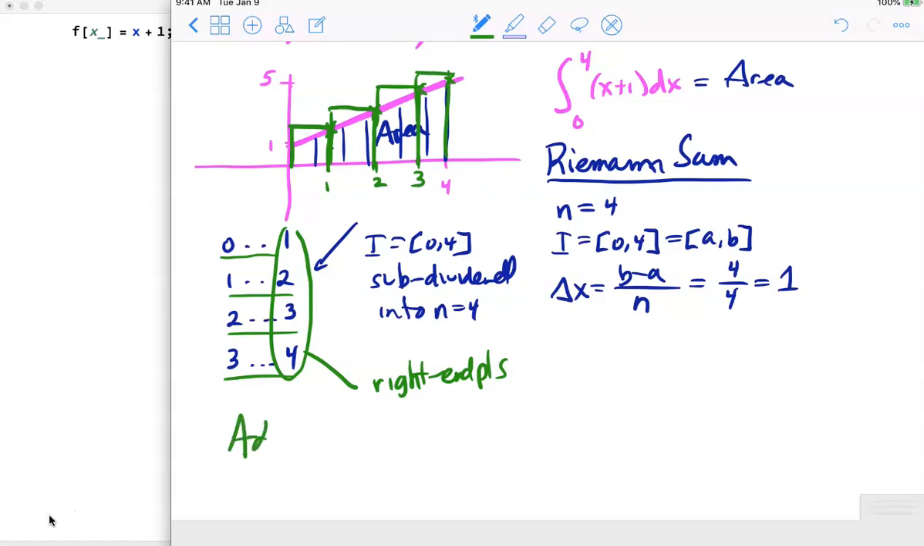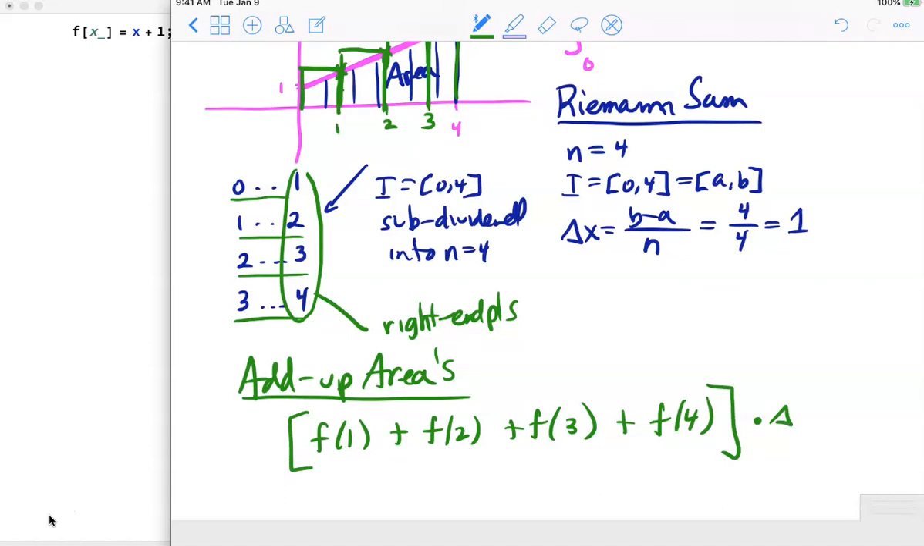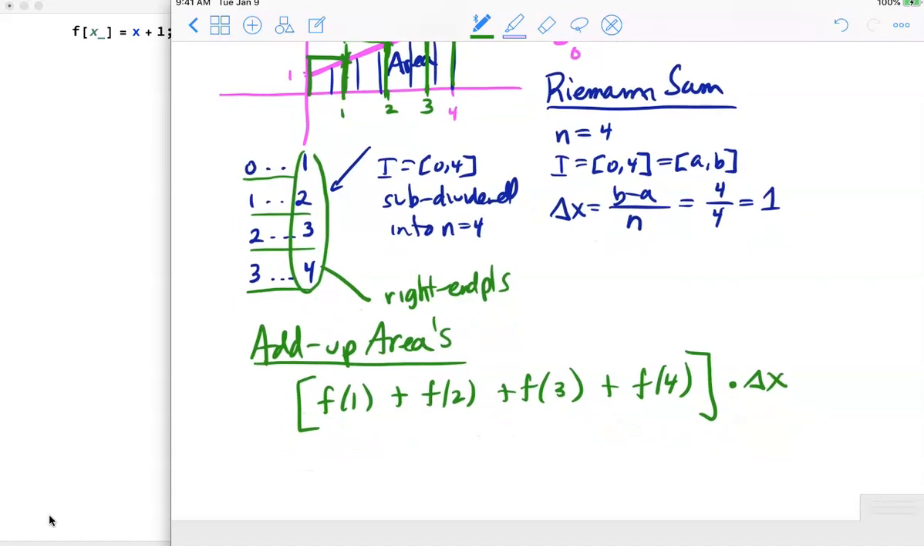So when you add up the areas of those rectangles, you'll have the function evaluated at 1 plus the function evaluated at 2 plus the function evaluated at 3 plus the function evaluated at 4. There are 4 of those terms, and then you need to multiply by delta x. So the function evaluated at 1 is 1 plus 1. The function evaluated at 2 is 2 plus 1. The function evaluated at 3 is 3 plus 1. The function evaluated at 4 is 4 plus 1. And then our delta x is equal to 1.